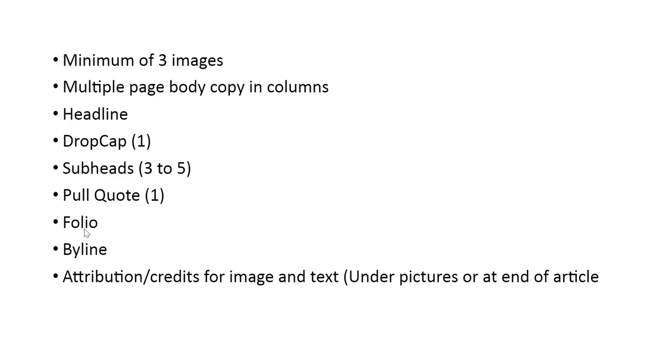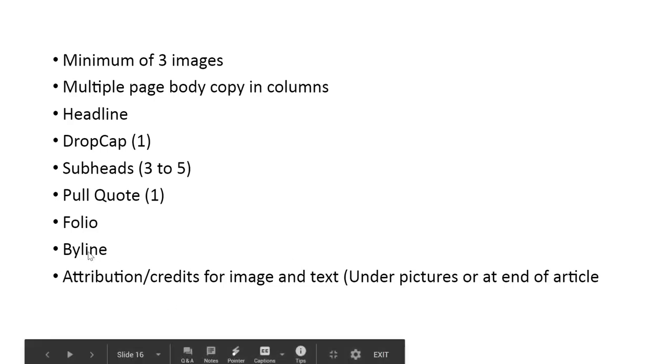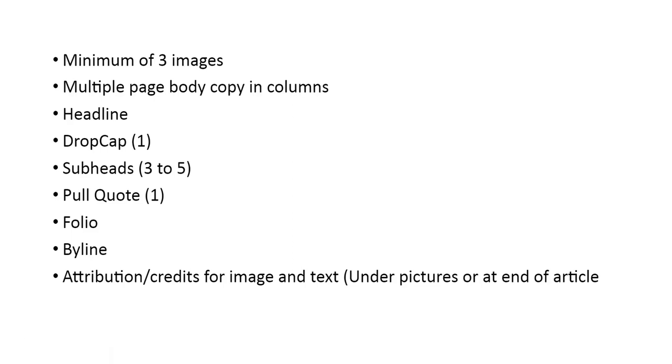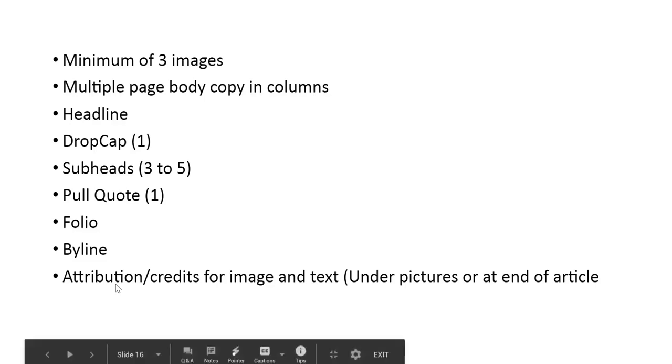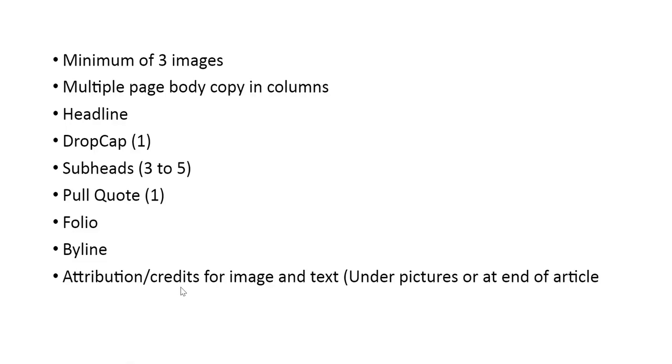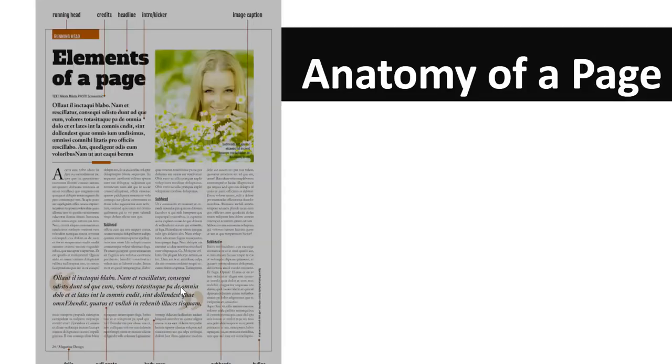You'll have the folio, which is really just the page number and the magazine name. It's normally at the bottom of all of the pages of your magazine. You're going to have the byline. That's the credit for who wrote the article. So that's not going to be your name. That's actually going to be the name of the person that wrote the article, depending on where you got it from. And then we need to figure out where to include the attribution and credits for any images and text that you use. So here's an example of what the anatomy looks like.